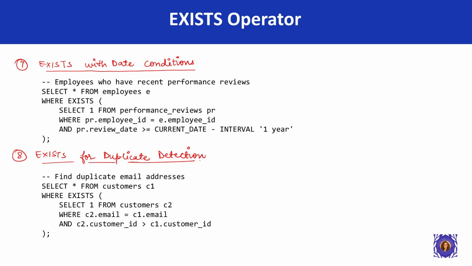To find duplicate email addresses in the customers table, you can select from the customers table and use exists with a subquery that looks for another customer record with the same email address but a different and greater customer ID. This ensures you only pick up one instance of each duplicate pair.